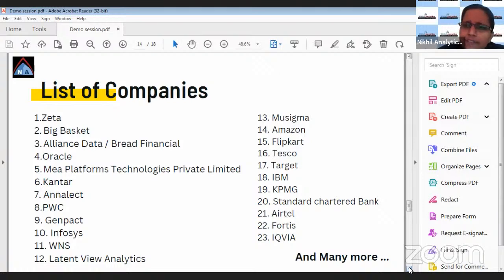And you have so many other analytics companies within which we have done the placement. Then Analect, PwC, Genpact, Infosys, WNS, Latent View, Mu Sigma, Amazon. There are many. Flipkart, a recent placement has happened into Flipkart. Then there is another company called Ninjacart. All these e-commerce companies are heavily using analytics and data science algorithms to make the customer's life easier.